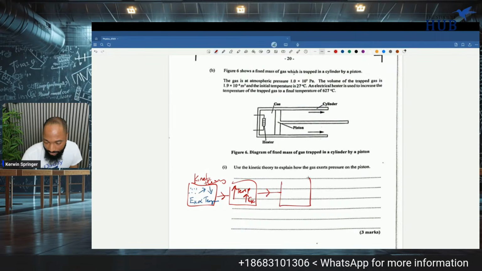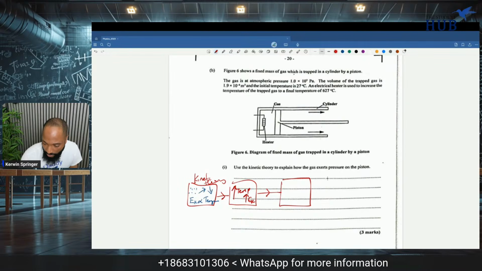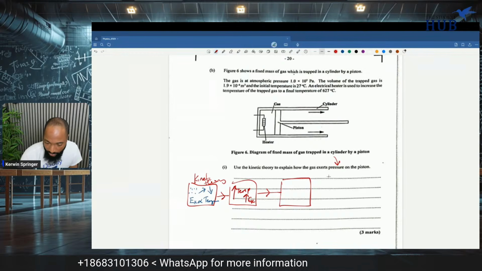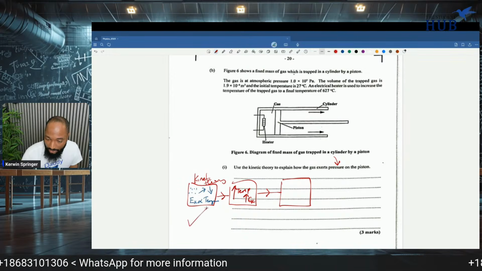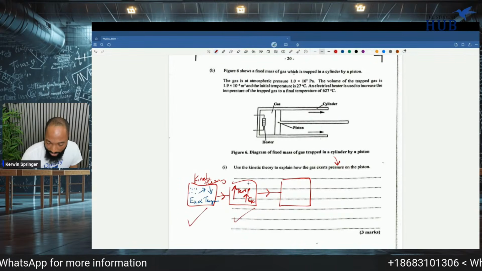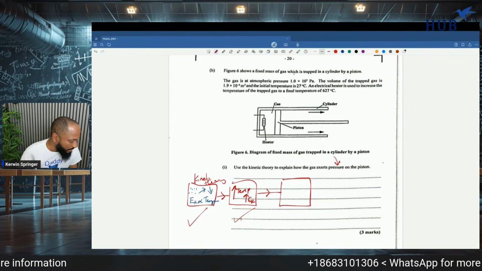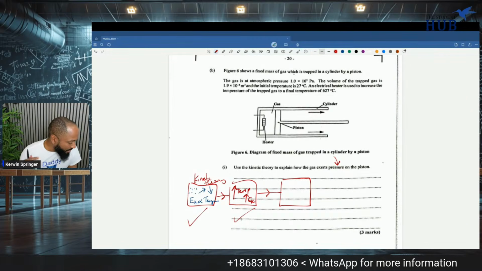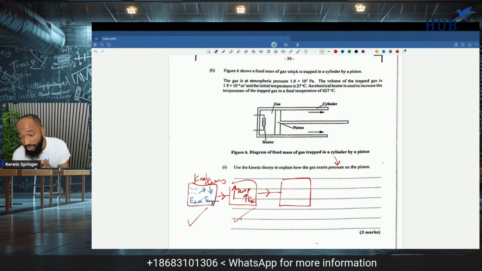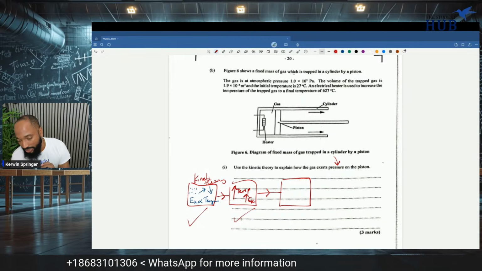And then you want to come down to the final thing. So you always start off with the kinetic theory. You go to whatever you're doing, whether it's increasing the temperature, decreasing the volume, or something related to one of the gas laws.